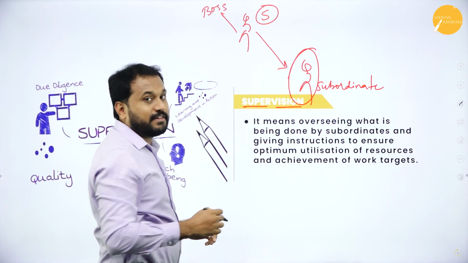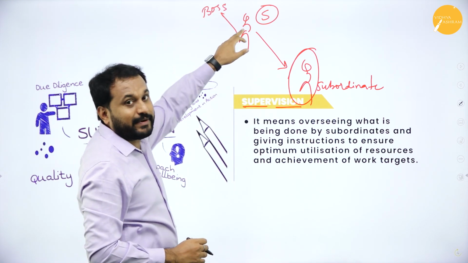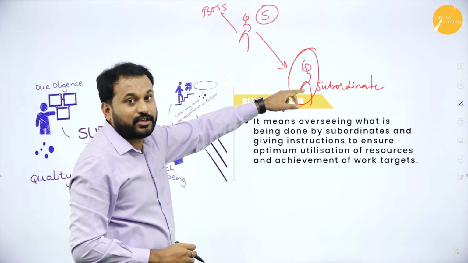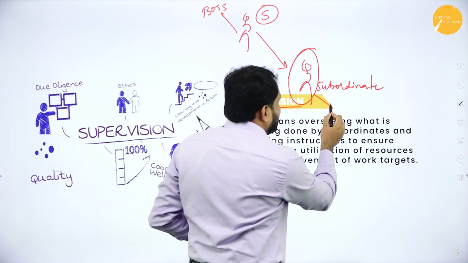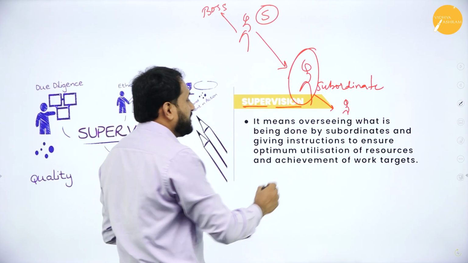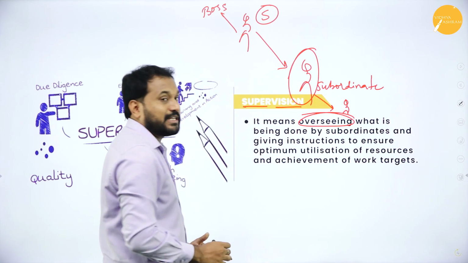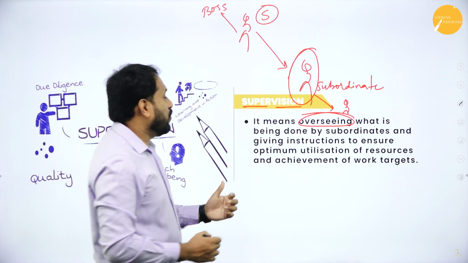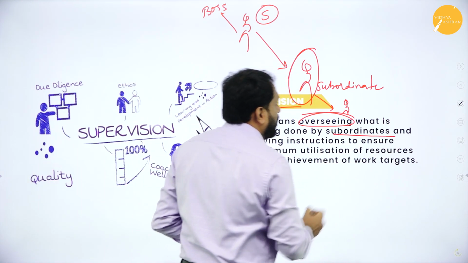Right now he's in the top level. That means what? His boss is supervising him. Now he is supervising you, and you need to supervise somebody else. Now understand what exactly supervision is. It means overseeing. It means overseeing what is being done by subordinates.